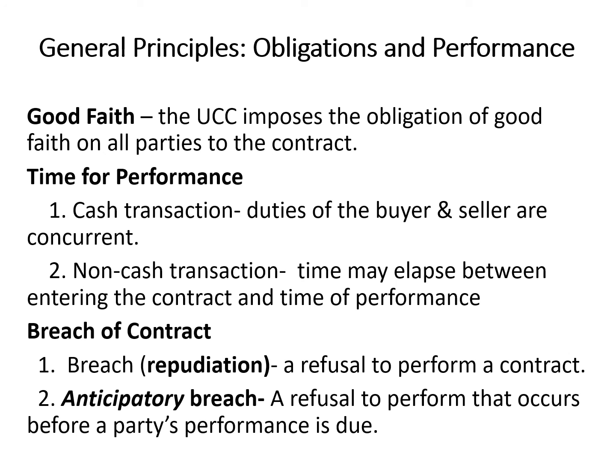Typically, most contracts have a time for performance. Target orders 100 cases of goods from Samsung. They're due April 1st. If on April 1st, Samsung doesn't get the goods to Target, there's been a breach of the contract. That breach occurred at the time of performance.